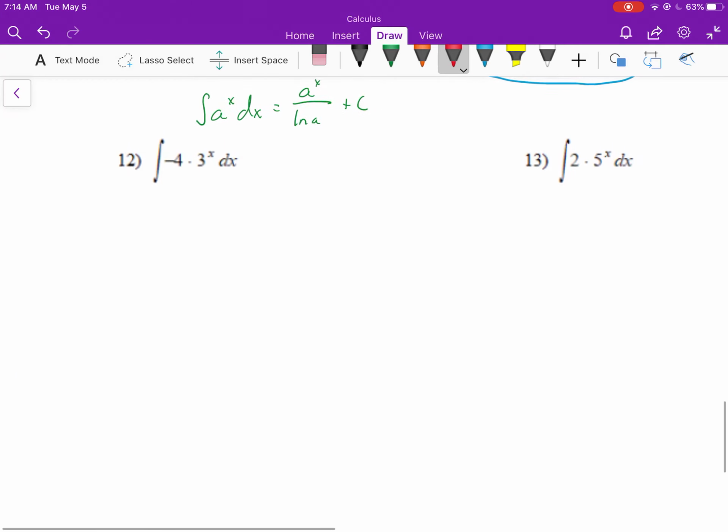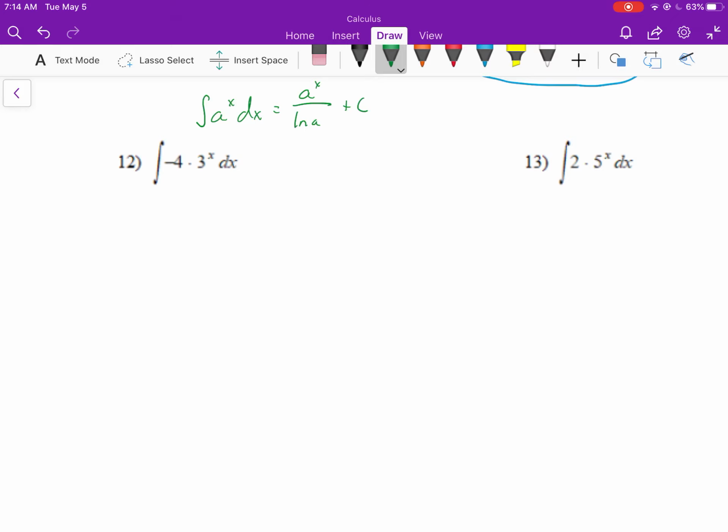And coming to the last ones here, here is the integral of an exponential. It's simply the same exponential divided by the natural log of whatever the base was. In both these cases, we have an extra constant along, so this one we can write as -4 times the integral of 3 to the x dx. And just as we said, we're going to put it right in here. So this is going to be 3 to the x over the natural log of 3 plus c.